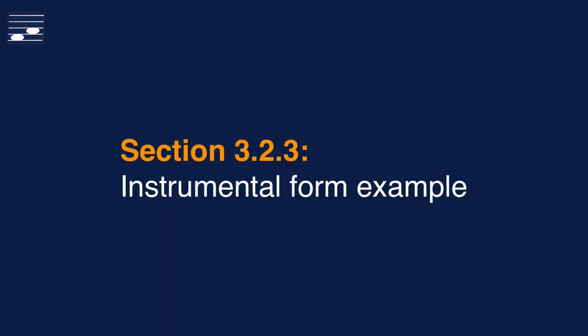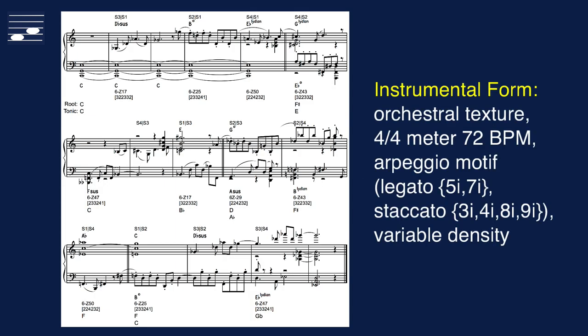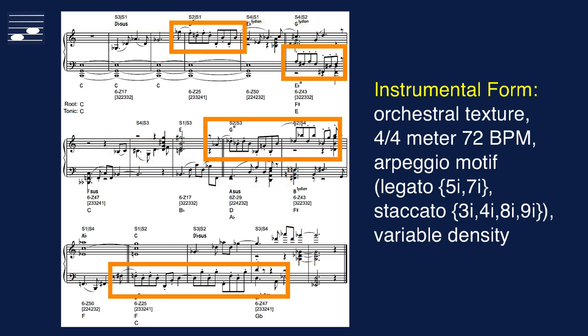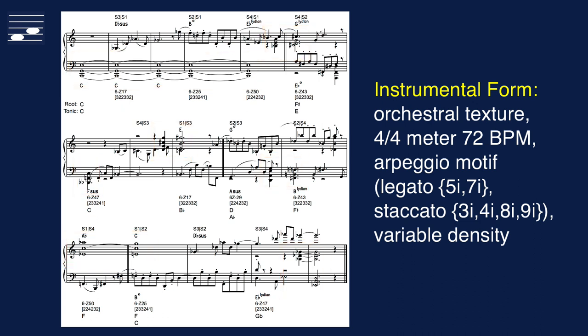For this chord progression, we design an instrumental form. In this example, the result will be an orchestral texture in 4/4 time signature and at 72 beats per minute. I've generated a legato arpeggio motif in 4th and 5th interval leaps, and a second staccato arpeggio motif that uses thirds and their inversions, the 6th interval. Since the number of parts in the instrumental form varies continually, this is a variable density setting. Listen to the resulting orchestral texture that hints slightly at a Stravinsky idiom.